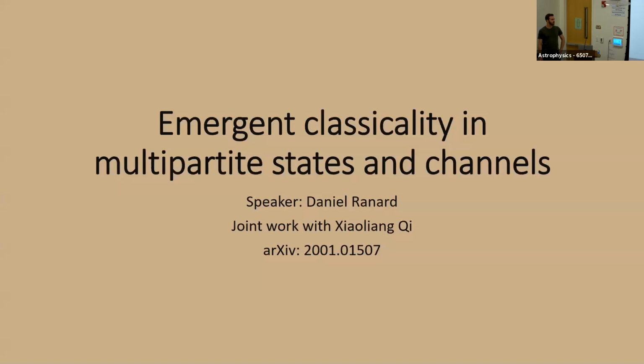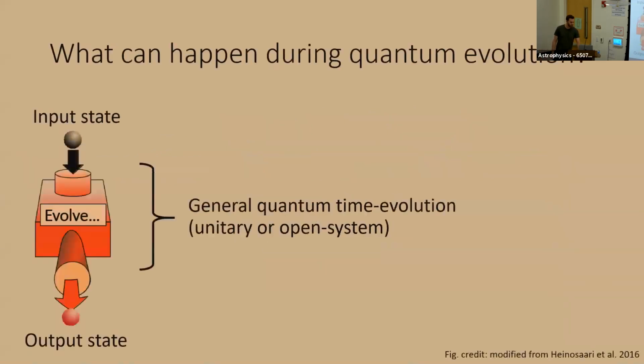Great. I'm going to start by asking a very general question, which is what sort of things can happen during a quantum time evolution? So we have some input state, and then we have some dynamics, maybe it's unitary dynamics, maybe it's open system dynamics, meaning that maybe we add degrees of freedom, maybe we discard some degrees of freedom, and then we get some output state.